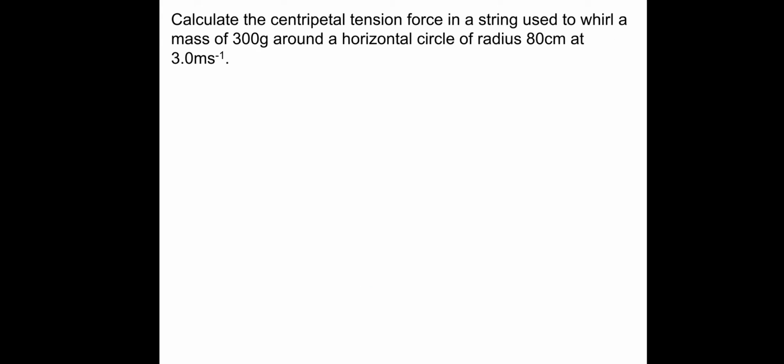So let's have a go at this one. If you want to pause, have a go. Calculate the centripetal tension force in a string used to whirl a mass of 300 grams around a horizontal circle. When it's a horizontal circle, this will become more apparent when we do vertical circles. We just need to use the equation on its own. We don't need to do anything else, and you'll see why. It'll be clear by the end of this session.